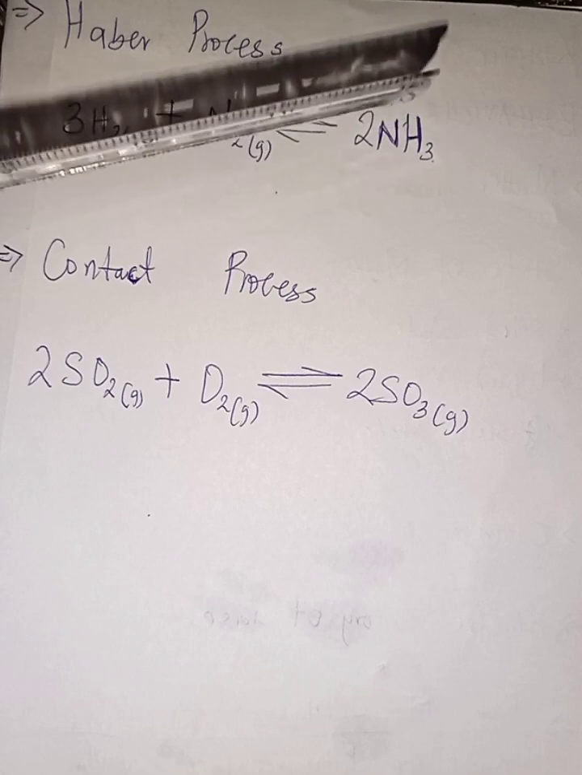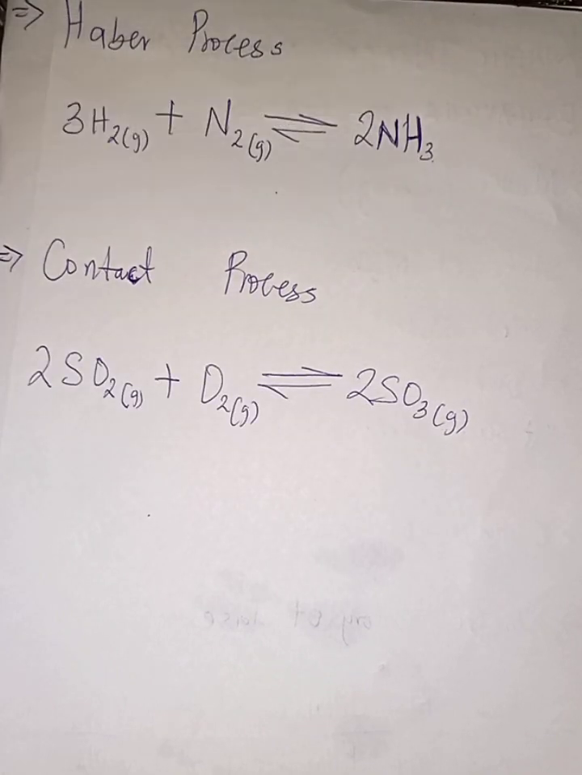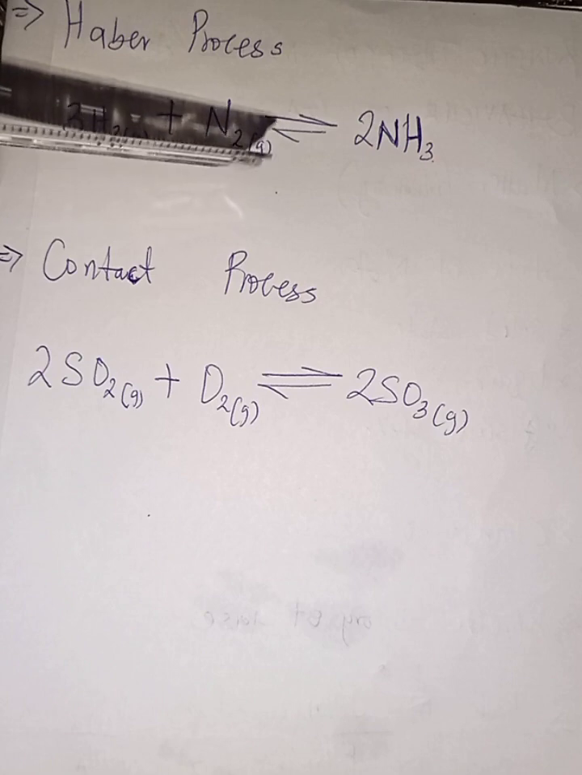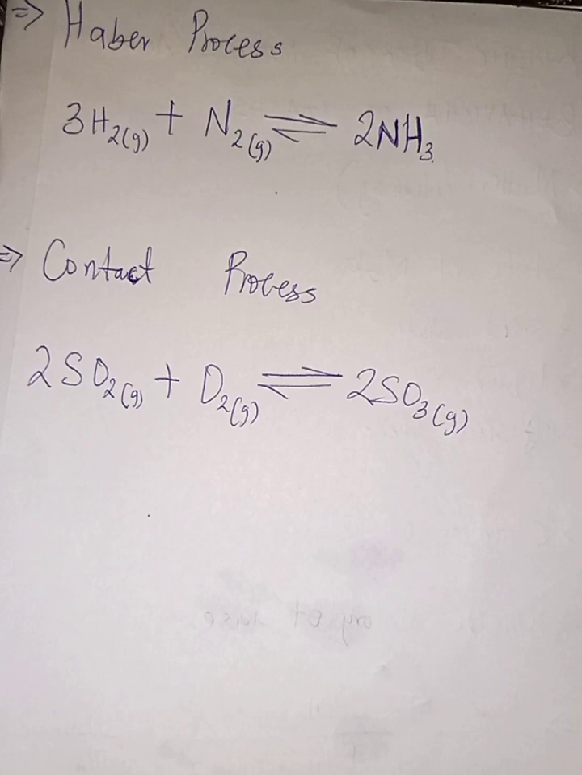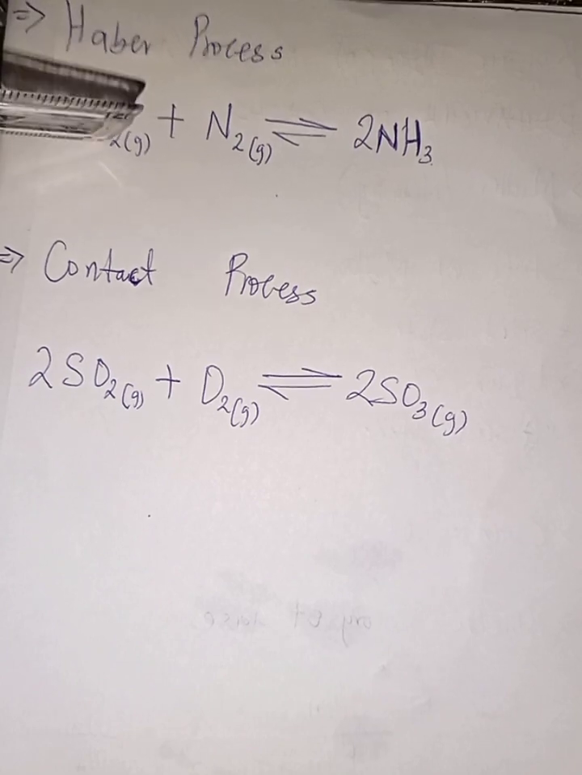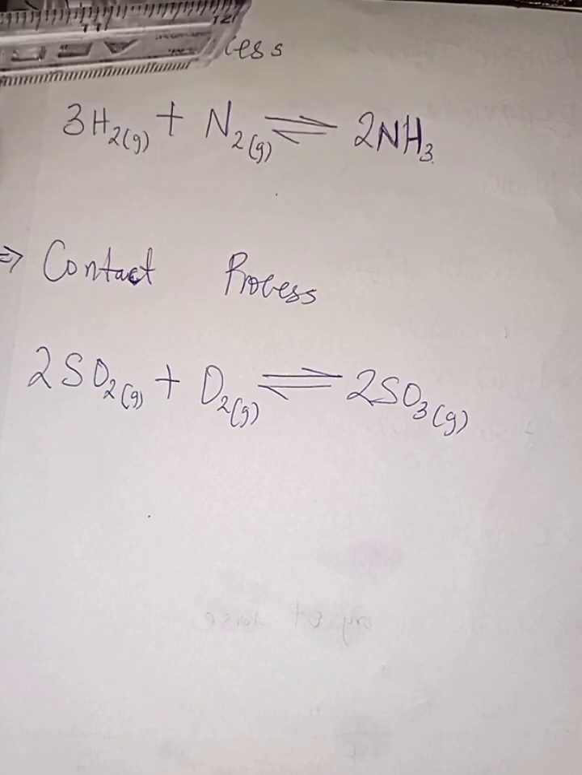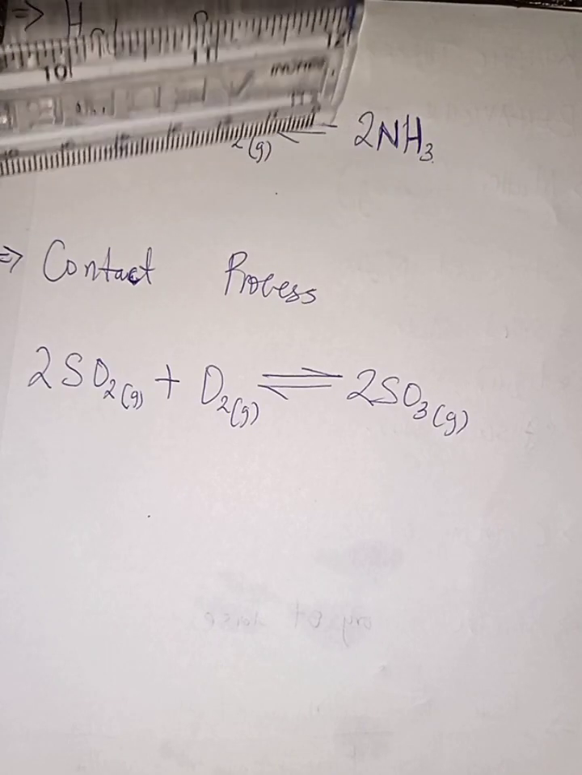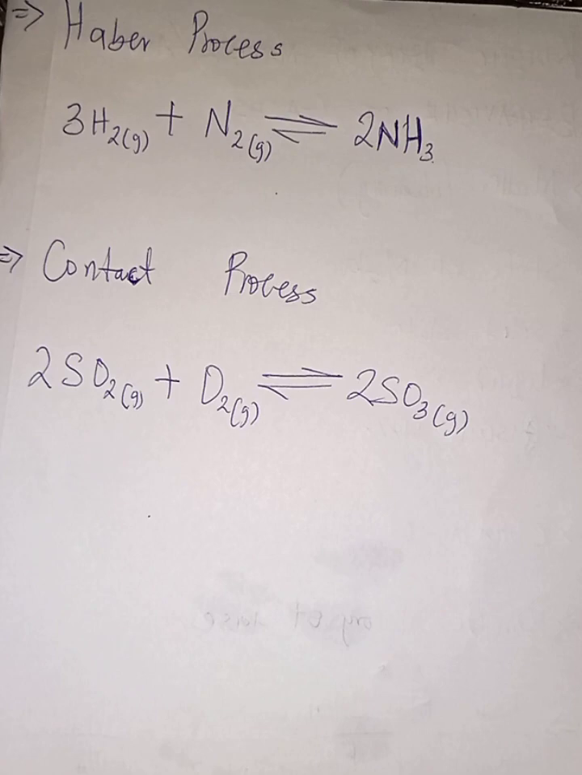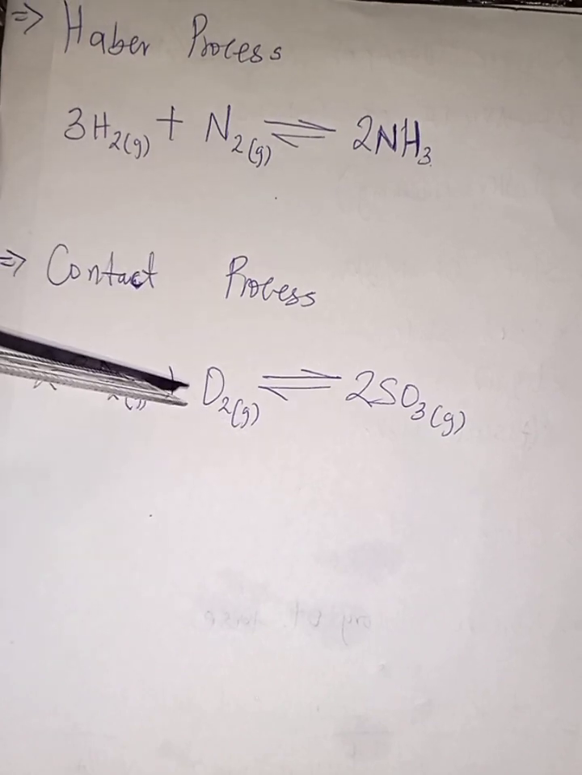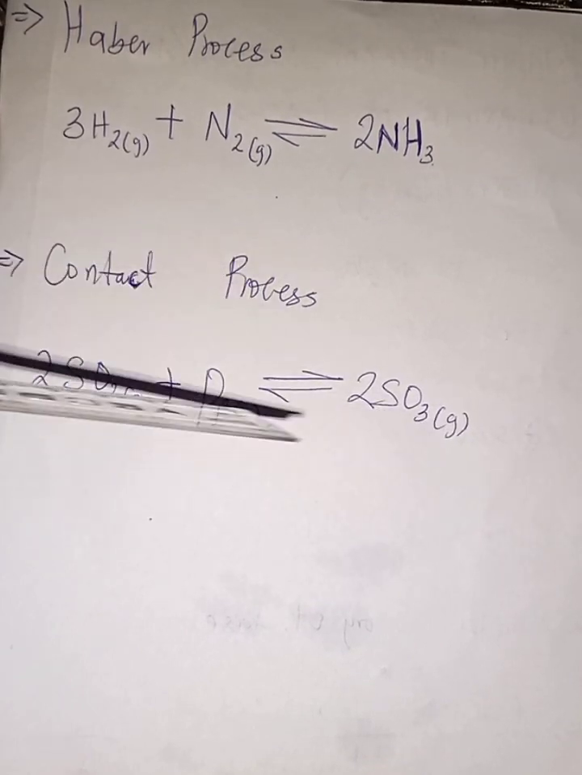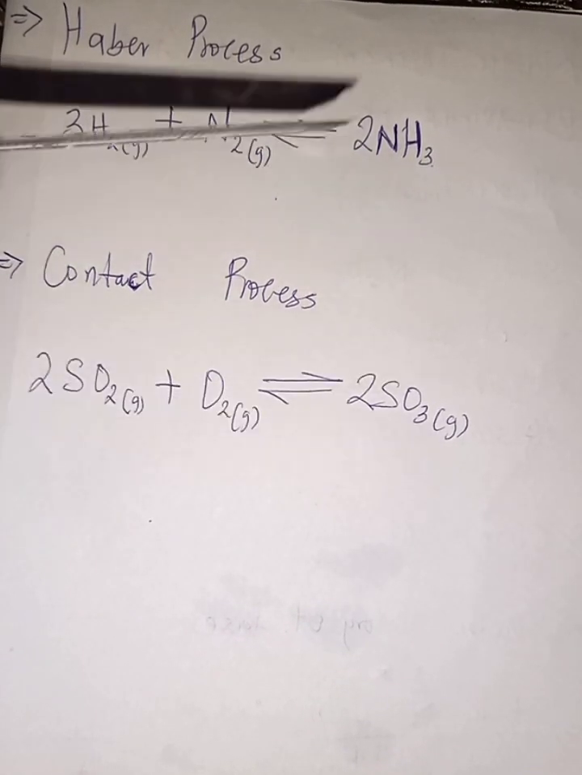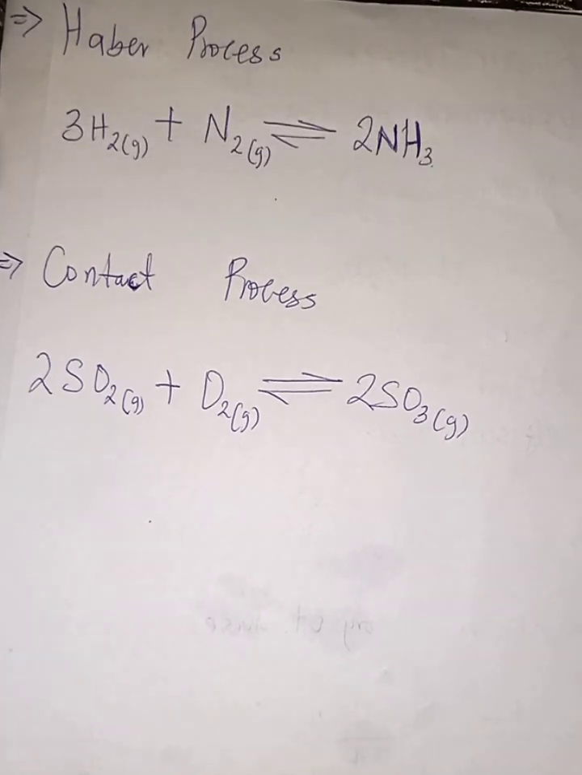Now for you to have more products, number 1, you have to either increase the pressure or increase the concentration of the reactant. So if you add more hydrogen to this reaction, the equilibrium position will shift to the right in order to form more ammonia. But if you decrease the concentration of the reactant, the equilibrium position will shift to the left. So that's how it is. The same thing with this. If you increase the concentration of this reactant, more product will be formed. If you also increase pressure for this, more product will be formed. For this one, increase pressure, more product will be formed.